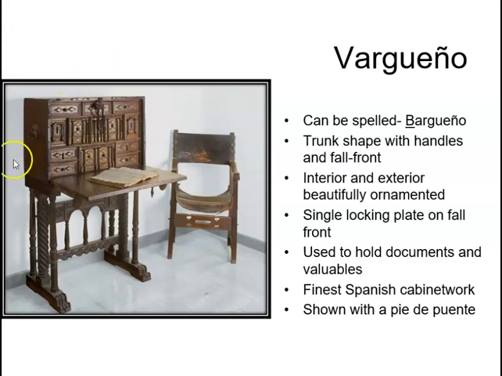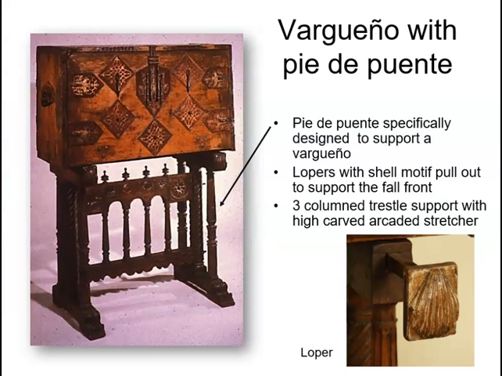The Vargueño is this piece right here. It's sitting on top of a pied de puente, which I'll show you in the next slide. The pied de puente is specifically designed to support the Vargueño. It has loopers, and those loopers pull out here, and they support that fall front desk. And so here is the close-up view of the looper.